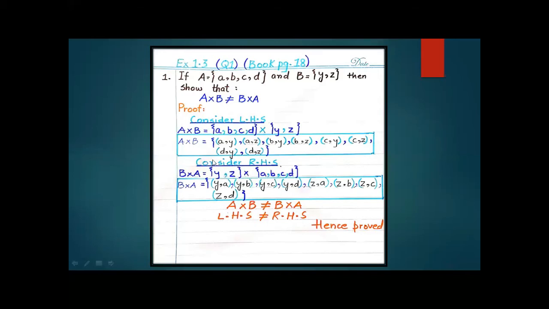So now see, A cross B is not equal to B cross A. How? Because this is AY, this is YA. Its X ordinate and Y ordinate places are totally changed. So this is not equal. A multiplied by B is not equal to B multiplied by A. Left hand side is not equal to right hand side. Hence it is true.